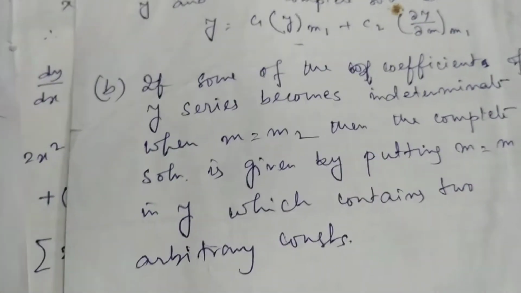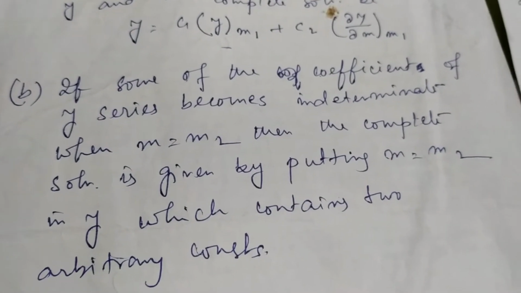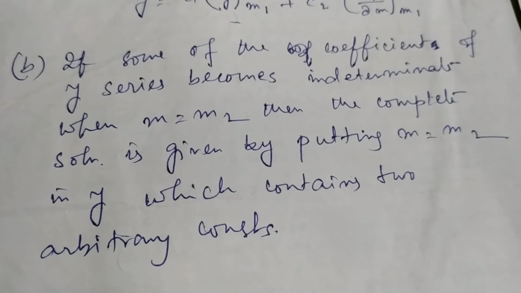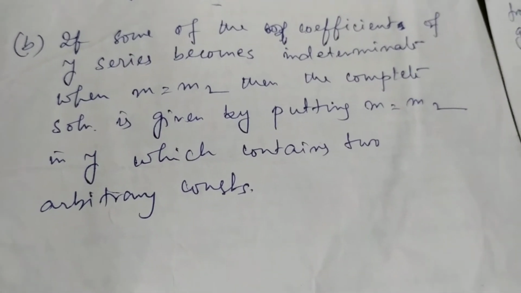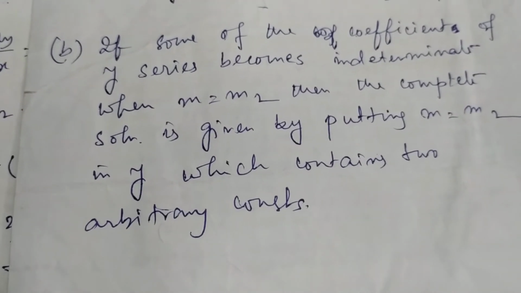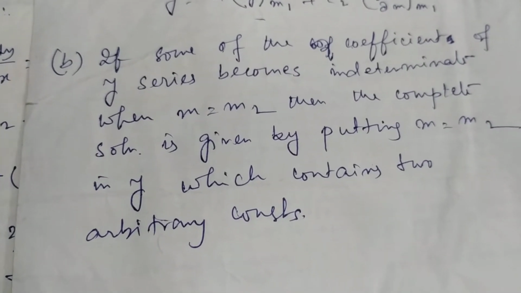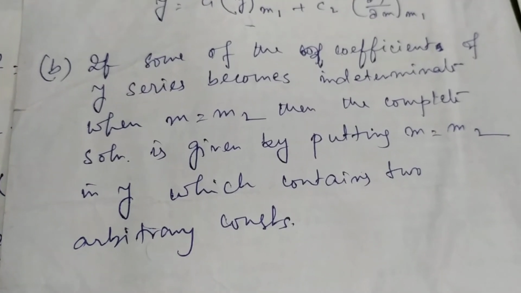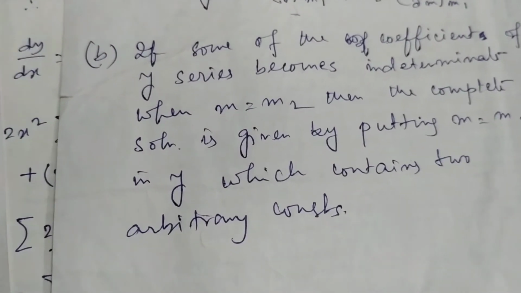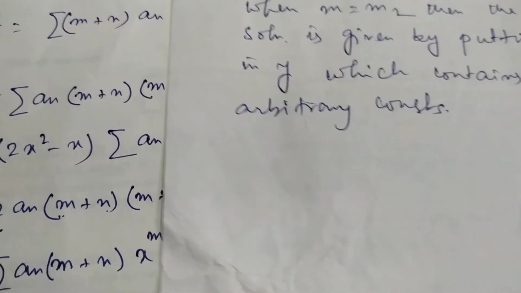Next case: if a coefficient of the y series becomes indeterminate when m equal to m2, then the complete solution is given by putting m equal to m2 in y, which contains two arbitrary constants. In that case, the solution obtained by putting m equal to m1 is a constant multiple of the above solution. This is the method called the Frobenius method. That method is applicable when x equal to a is a regular singular point.